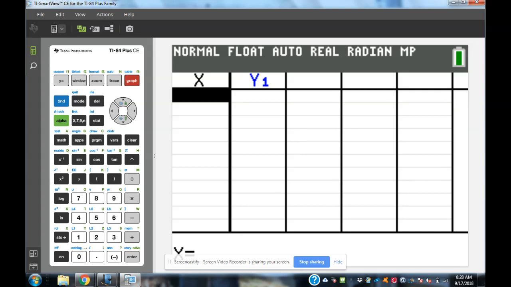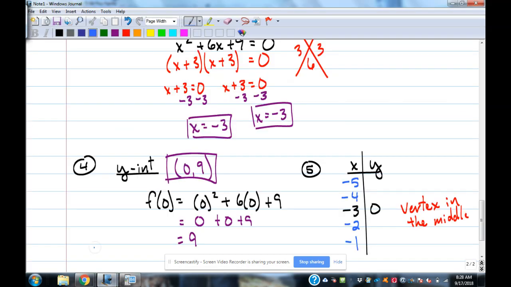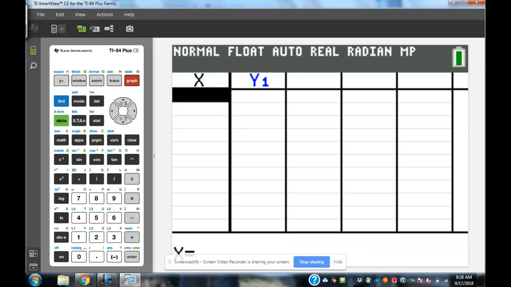Okay. Here's where we're going to copy the x values from that table we just wrote down. -5, -4, -3, -2, -1. Those are the x values that I'm going to type. -5, enter. -4, enter. -3, enter. -2, enter. -1, enter.